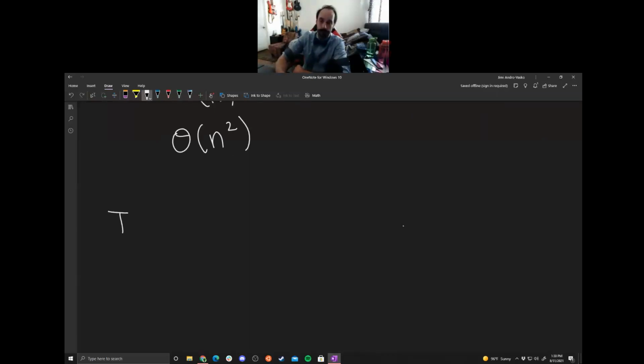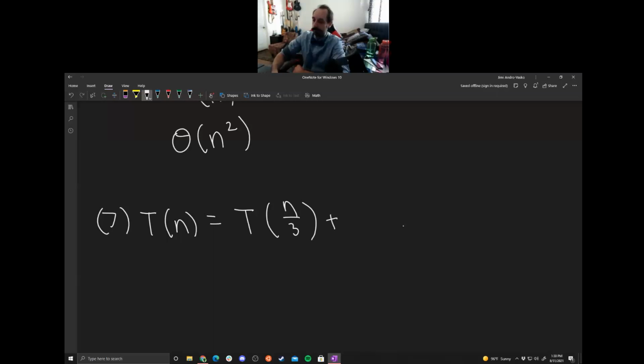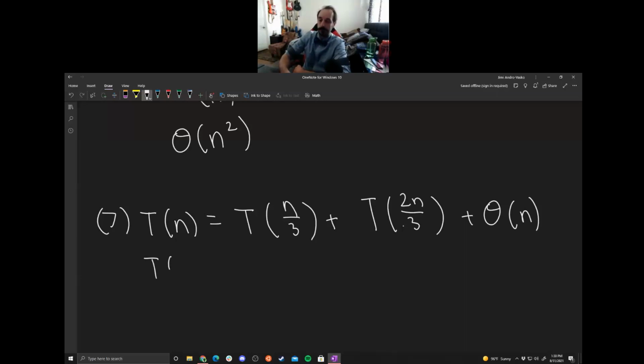It's going to be number 7, I believe. T of n equals T of n over 3 plus T of 2n over 3 plus theta n. T of 1, of course, equals 1. This one is going to be really tough to work out with the expansion method, because you have two different function calls at different sizes.